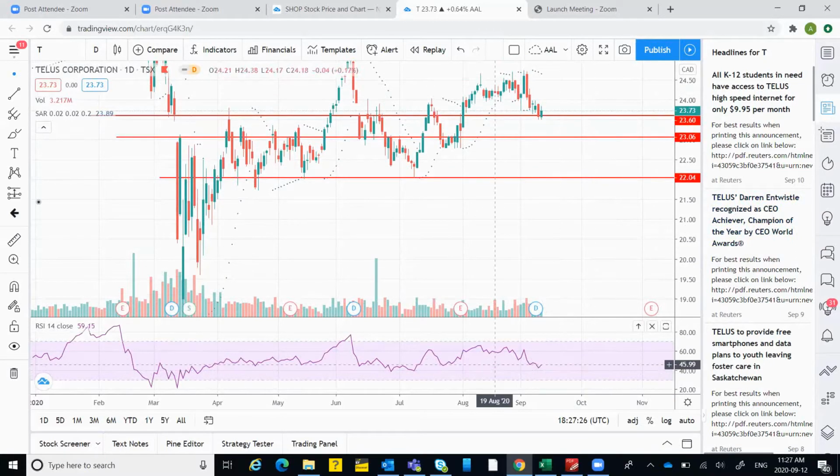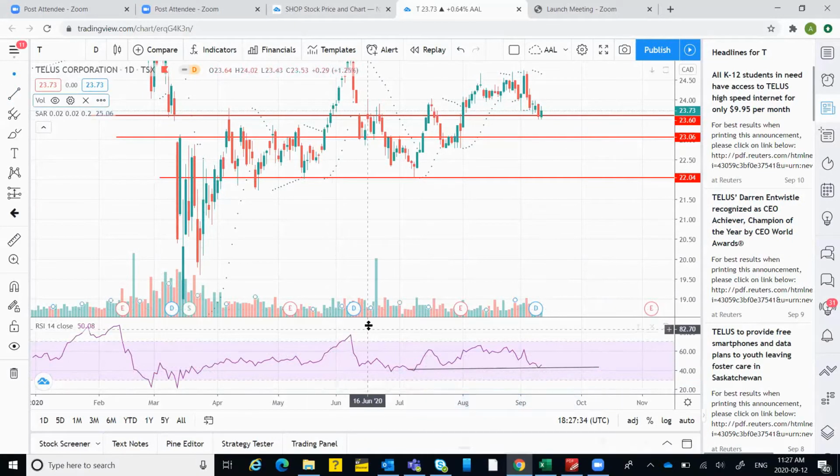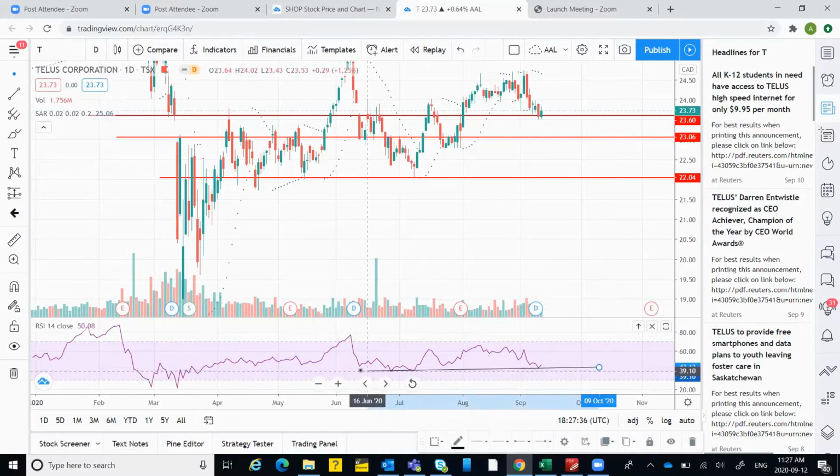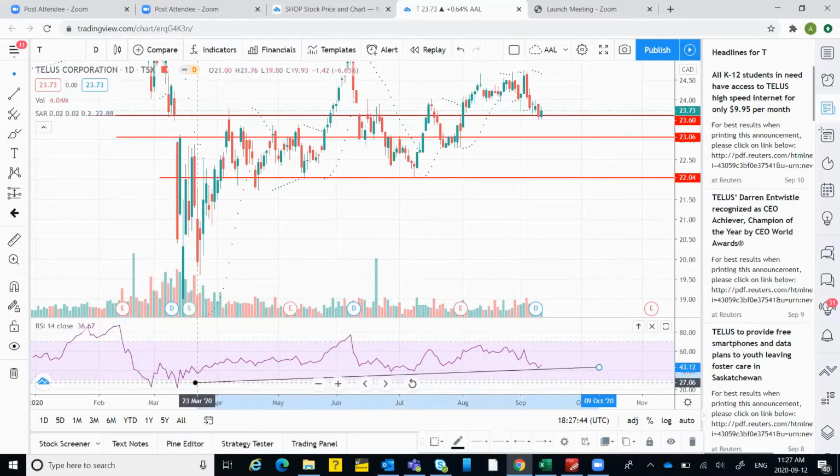RSI has started to move up. If we draw a pattern here, it seems that RSI has also taken a support at this level. If we pull it back to do some back testing, yes, it follows that.